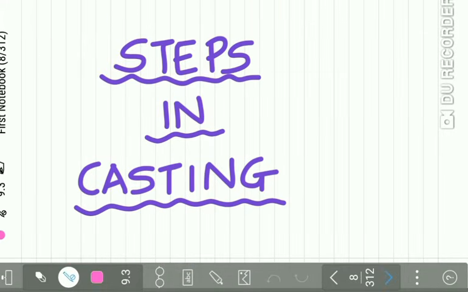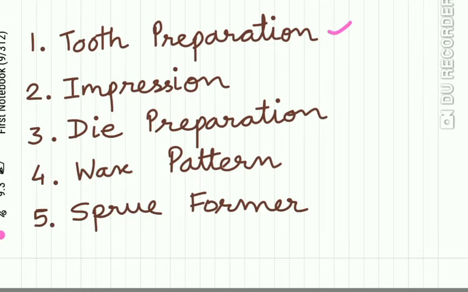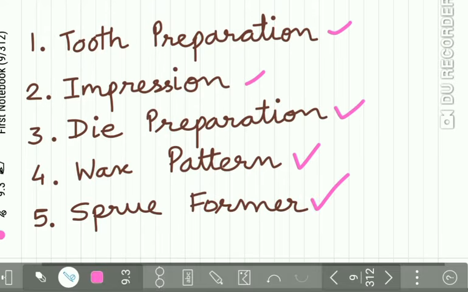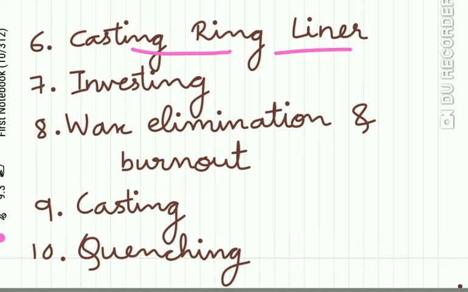First, the steps in casting. There are around 14 steps in casting. The first step is preparation of the tooth on which the prosthesis is to be fabricated. First, the tooth is prepared, then a proper impression of the tooth is taken. Then there is die preparation from the impression. Then a wax pattern is formed on the die. The wax pattern is connected to the sprue former. Then there is a lining of the casting ring. Then there is investing of the wax pattern with the help of proper investment material.